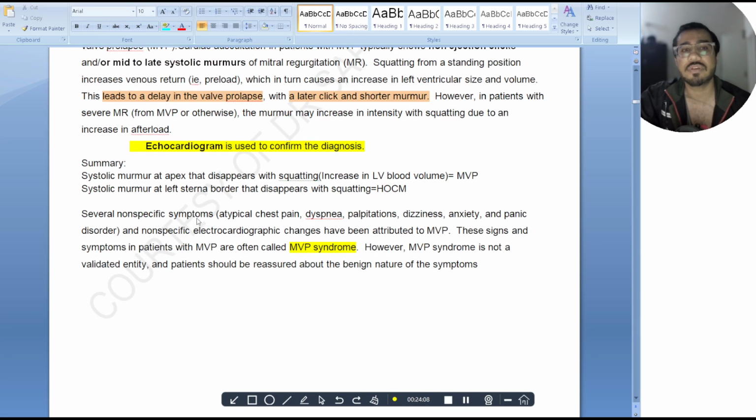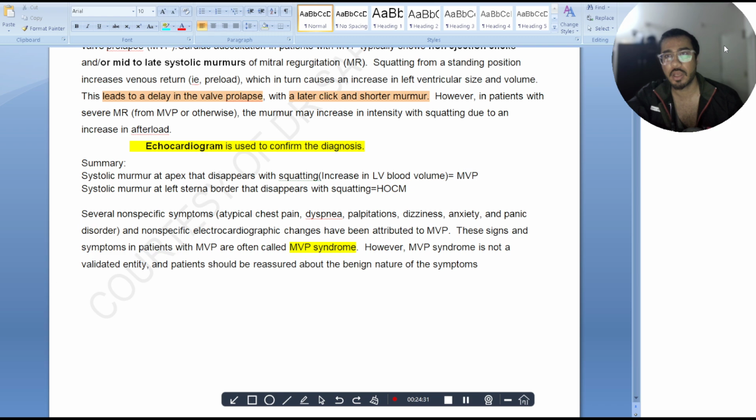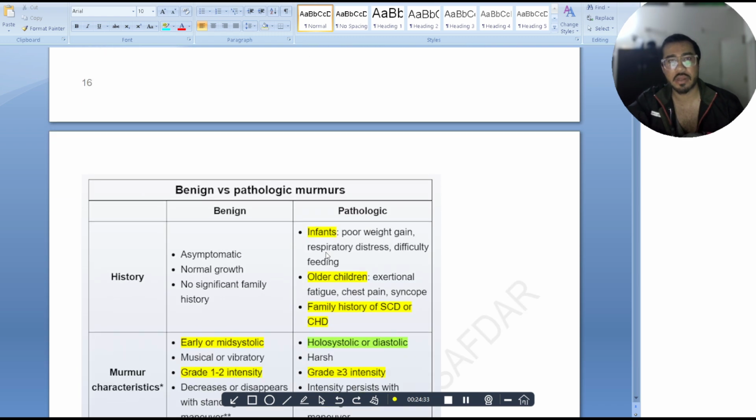Several non-specific symptoms. So this is also really cool. Atypical chest pain, dyspnea, palpitations, dizziness, anxiety, panic disorder, and non-specific echocardiographic changes have been attributed to MVP. These signs and symptoms in patients with mitral valve prolapse are called mitral valve syndrome, or MVP syndrome. The MVP syndrome is not that important here, but you need to keep that in mind as well.